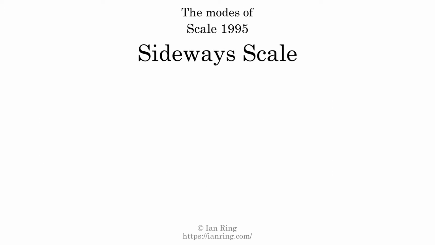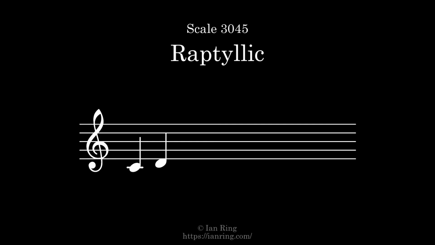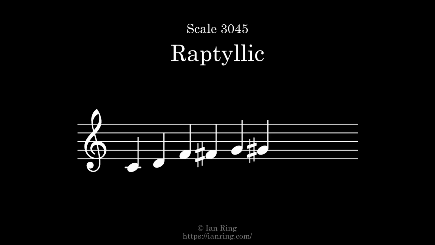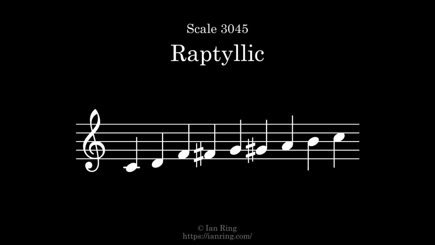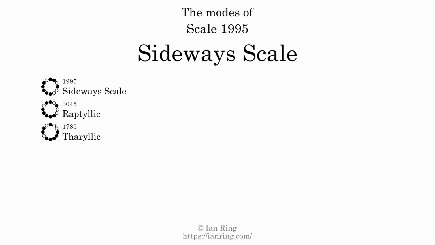This scale has 8 modes. The first mode is itself. The second mode is scale 3045, also known as raptilic. It sounds like this. The third mode is scale 1785, also known as thyrillic. It sounds like this.